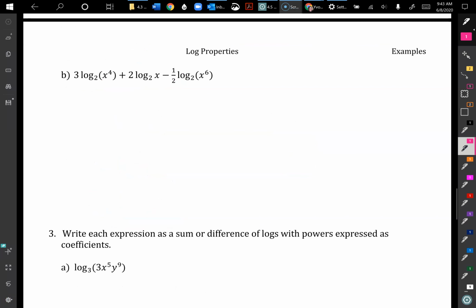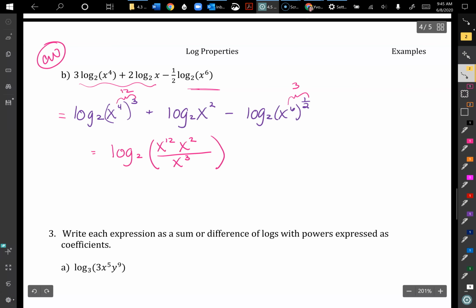Now for part B, it's similar, but it's a little more complicated. So I do want you to try that as a classwork, but see how it goes. Now be careful because these are all adds and this is a subtract. So this one will have to go underneath eventually. Okay, so be careful of that.